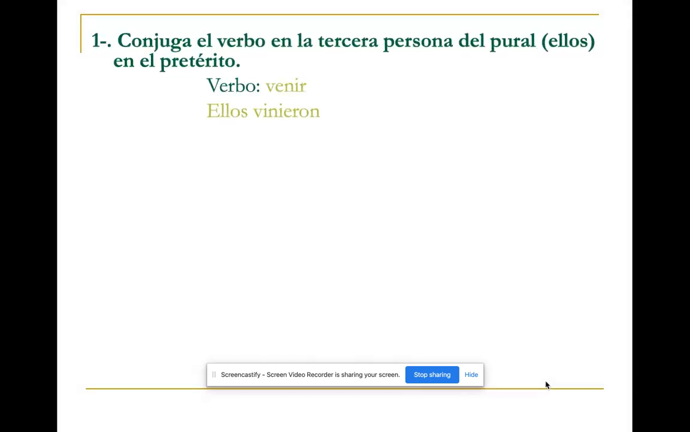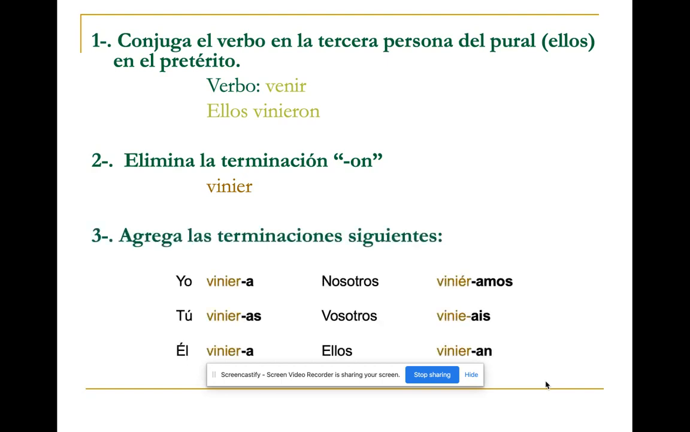It's a little tricky because it starts with the preterite. So you have to take the verb, like venir, and conjugate it in the third person preterite. So you need to know your preterite. And then delete the on, keep that stem, and add these endings. All the endings, no matter what, are going to end with a something.